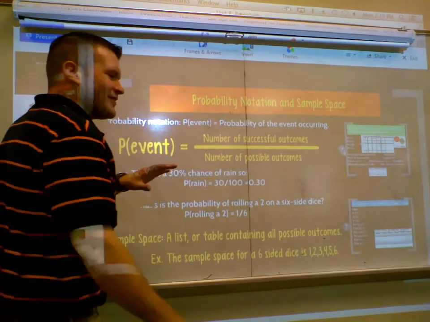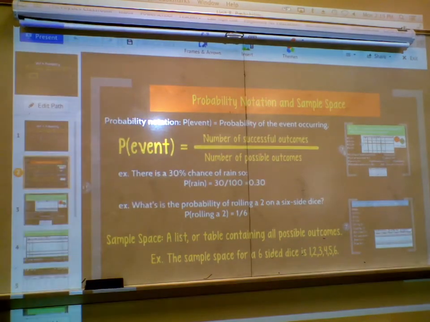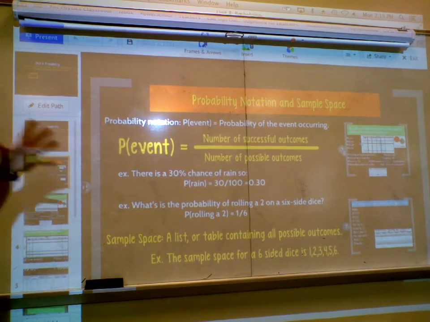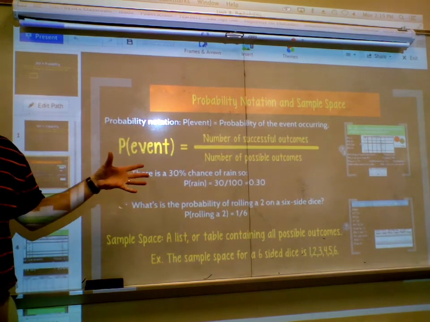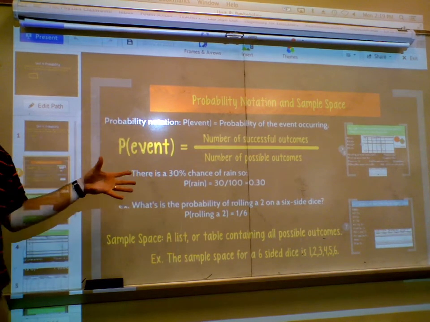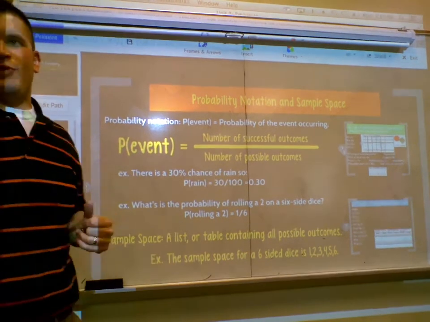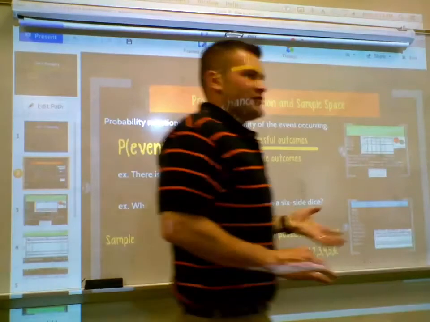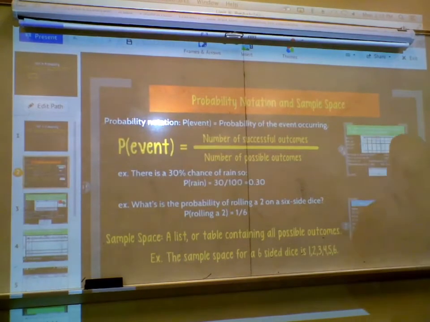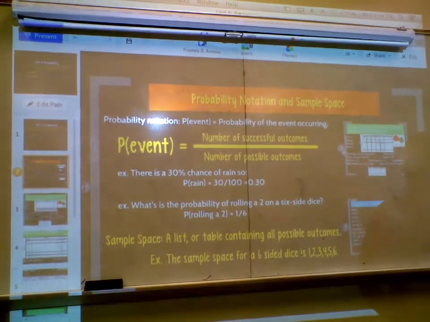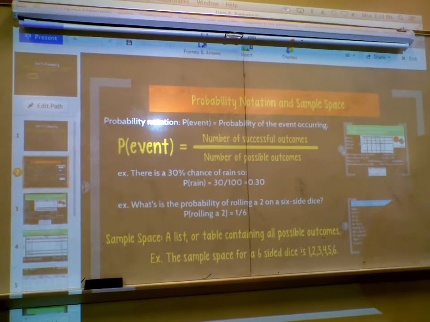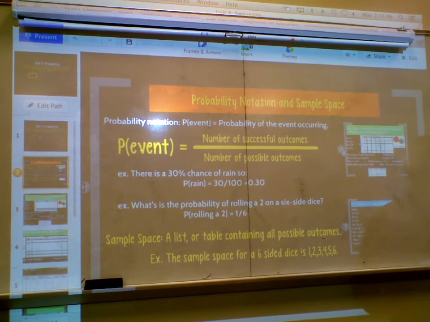Think about it, there's a 30% chance of rain. Here's a real life example. You watch the news sometimes, and they say there's a 30% chance of rain today. First off, I have no idea what they're saying. Does that mean 30% of today it will rain? So 30% of the 24 hours it's going to rain? Or does that mean that at any given moment there's a 30% chance it will be raining at that moment? I don't know what it is.